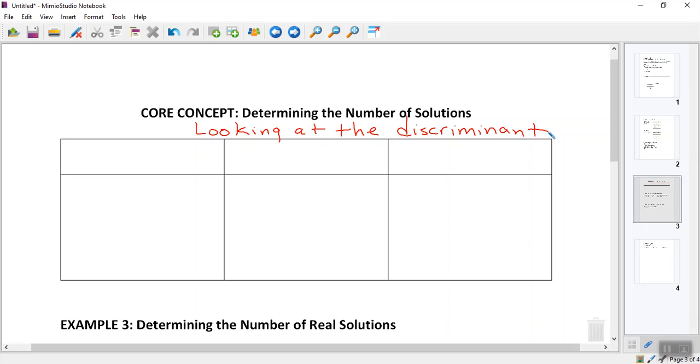B squared minus 4AC. Okay, so there's three cases that happen right here, kids. B squared minus 4AC can be greater than 0. B squared minus 4AC might equal 0. And then B squared minus 4AC might be less than 0. Guys, all this is saying is this. You're going to get some value underneath the square root sign.